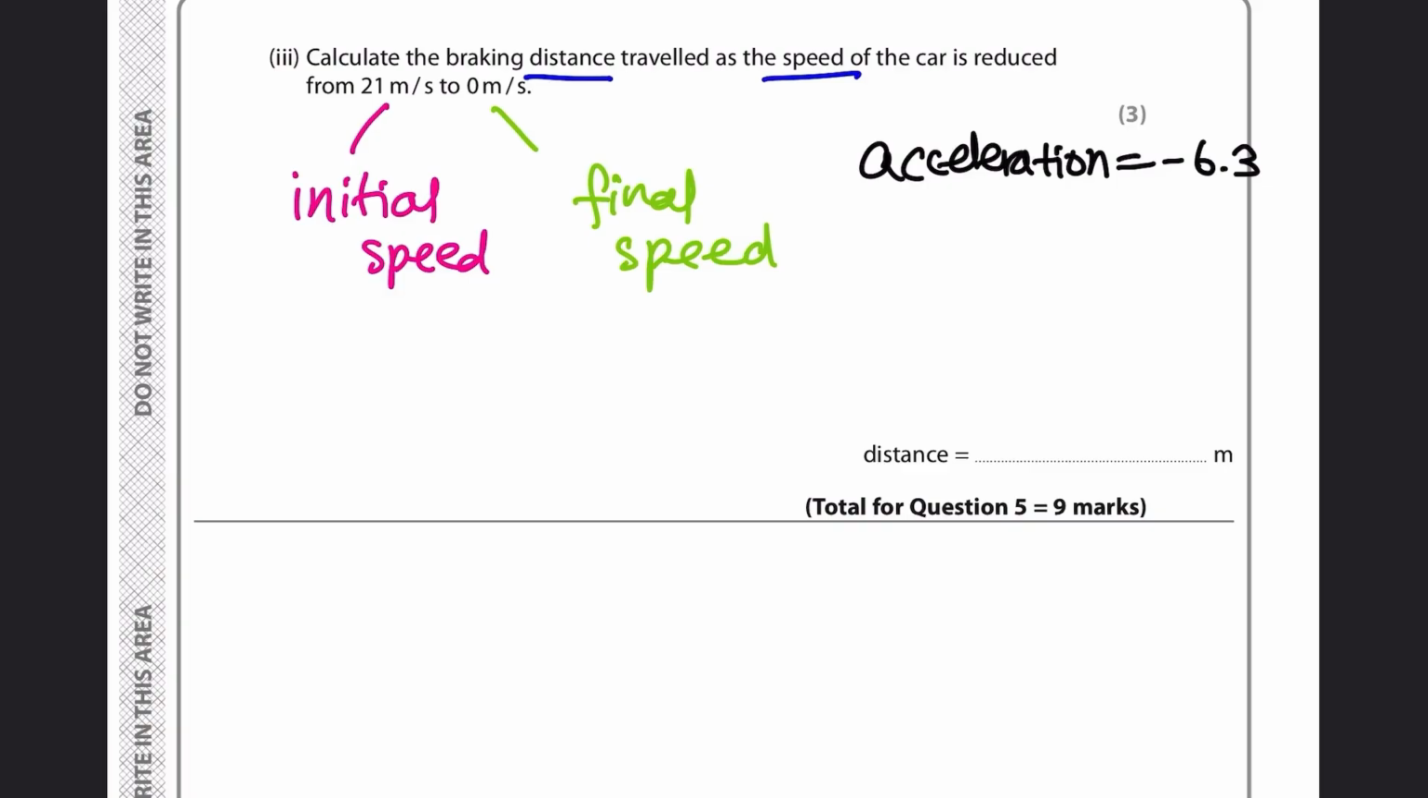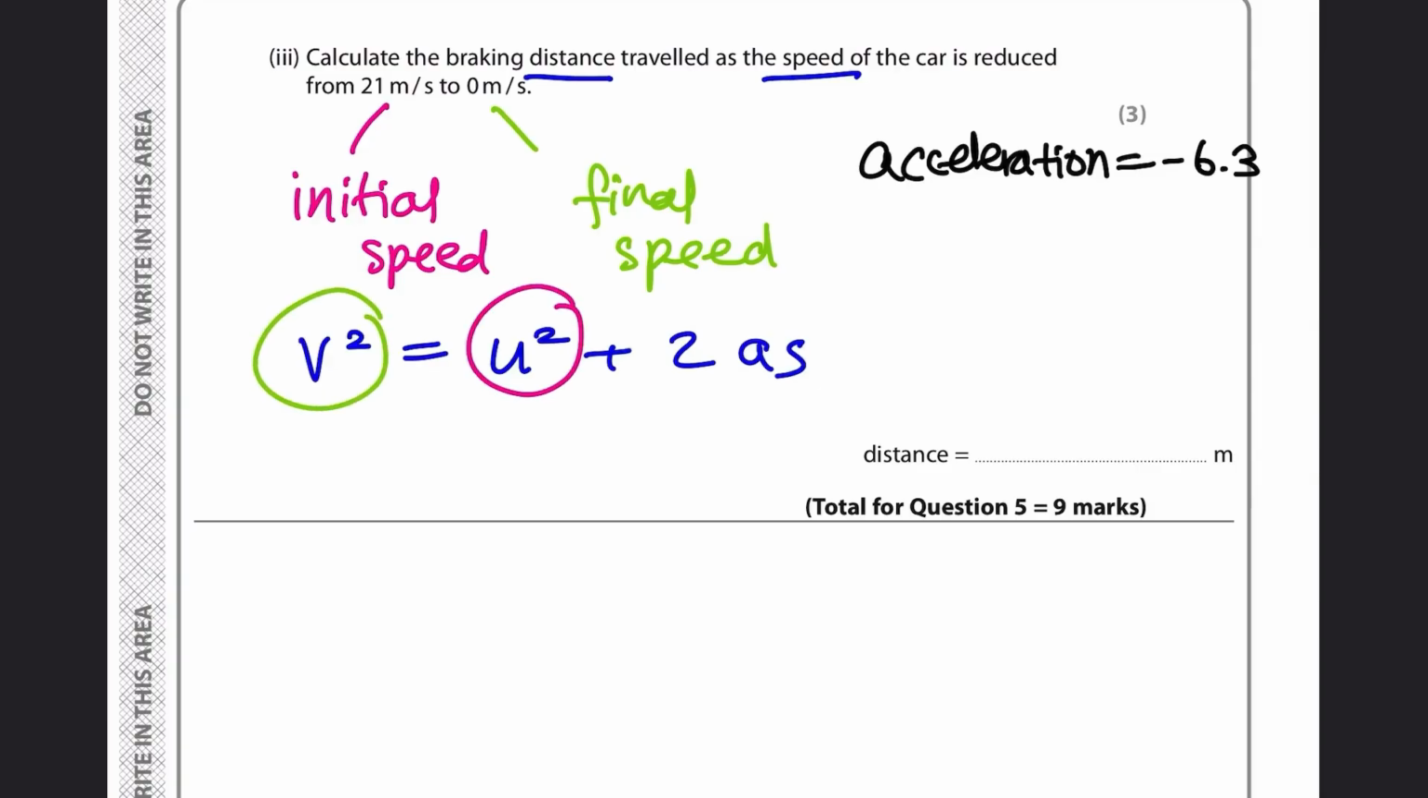If you look at the formula booklet, you would see this equation: V squared equals U squared plus 2AS, where V is the final speed, U is the initial speed, and A is acceleration. And what does S stand for? S stands for distance, not speed or anything like this, distance.